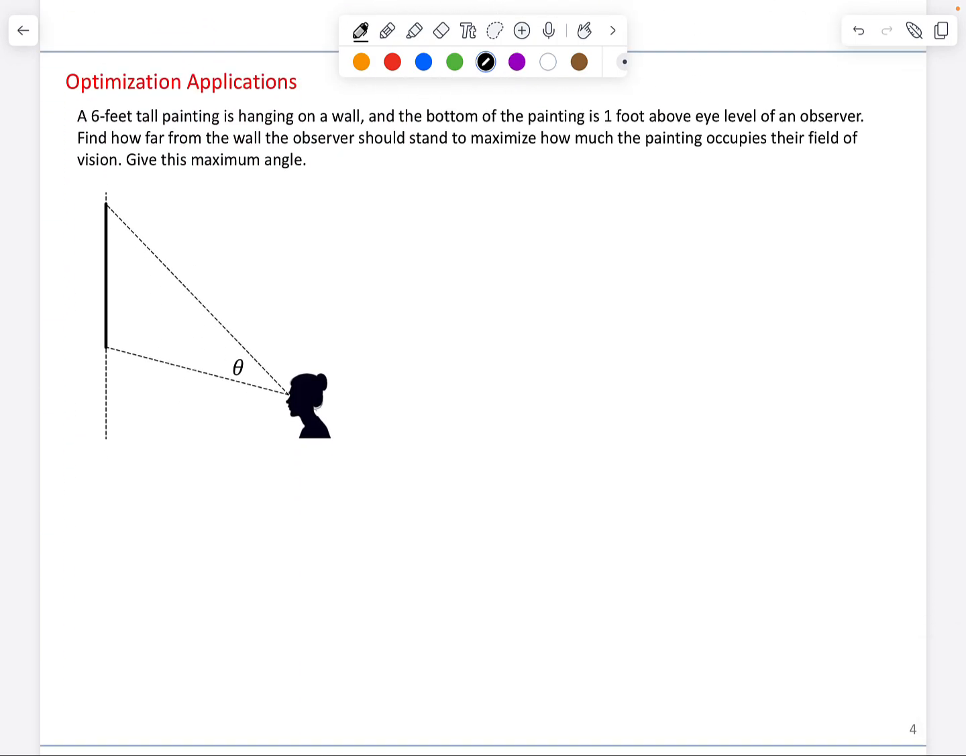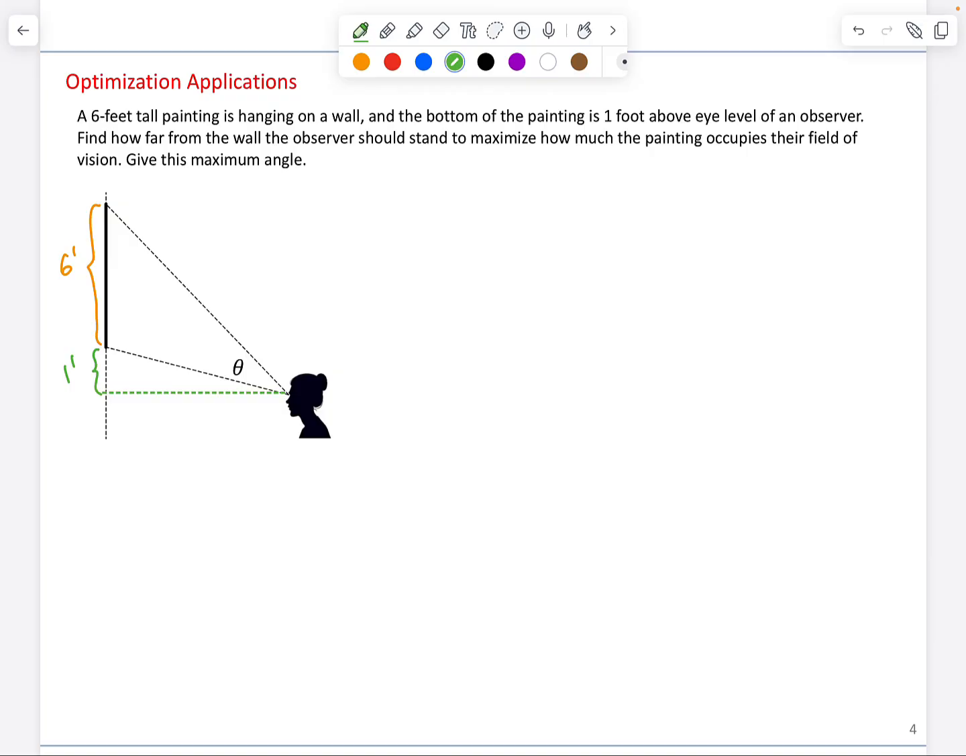A 6-foot tall painting is hanging on a wall, and the bottom of the painting is 1 foot above eye level of an observer. Find how far from the wall the observer should stand to maximize how much the painting occupies their field of vision. Give this maximum angle. In our drawing, the painting is represented by this line segment and is 6 feet tall. And the bottom of the painting is 1 foot above horizontal eye level of the observer.